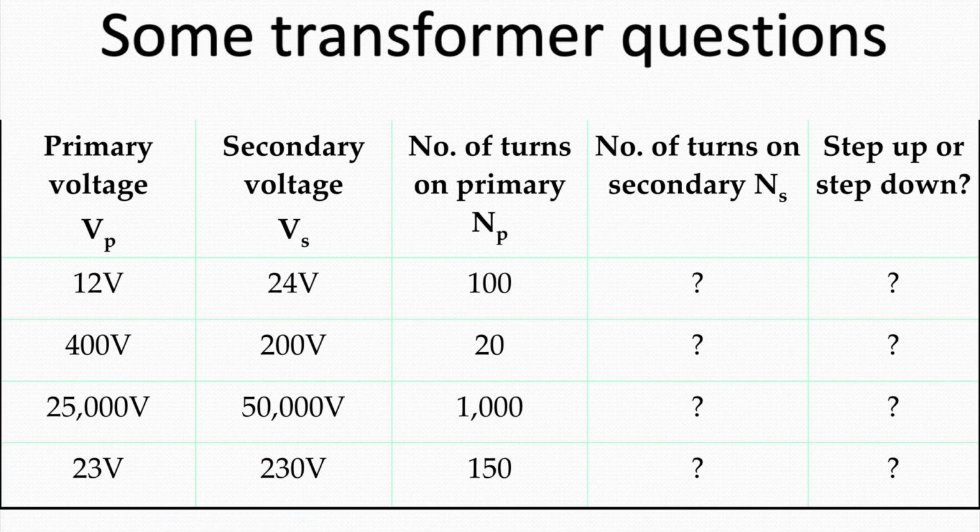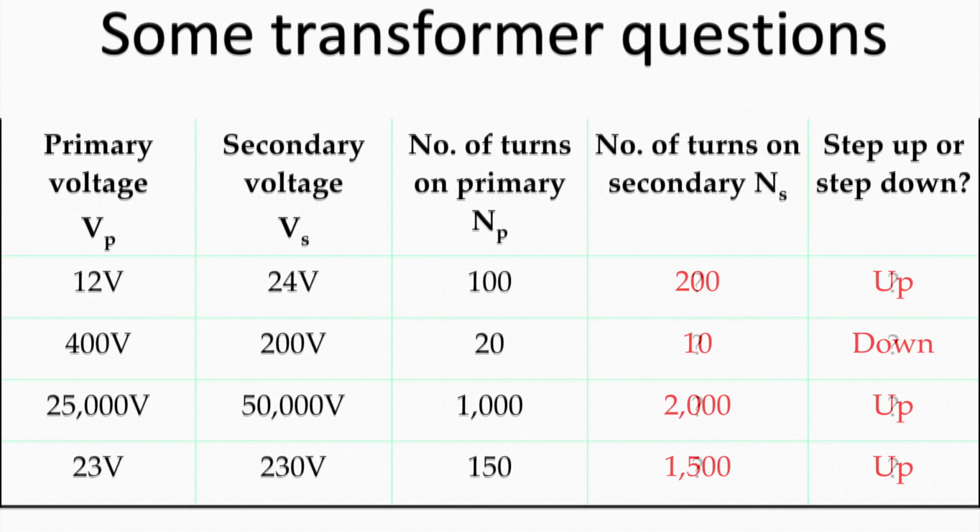As our final activity for the lesson, I'd like you to copy this table and then complete it by adding the number of secondary turns and whether it is a step up or a step down transformer. Pause the video now while you do that, and then we'll go through the answers. And here we have the answers. Make sure you go through this and mark it. If you've made any mistakes, go through and make any corrections.